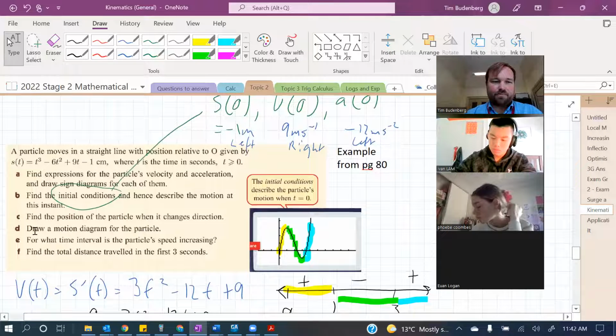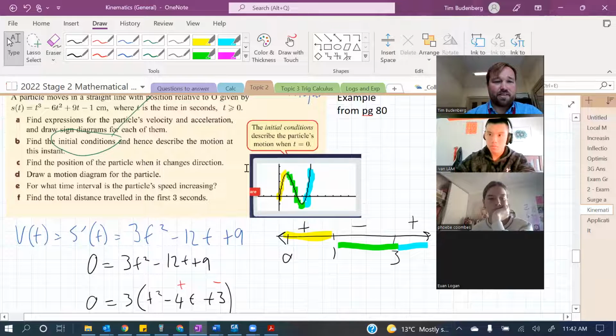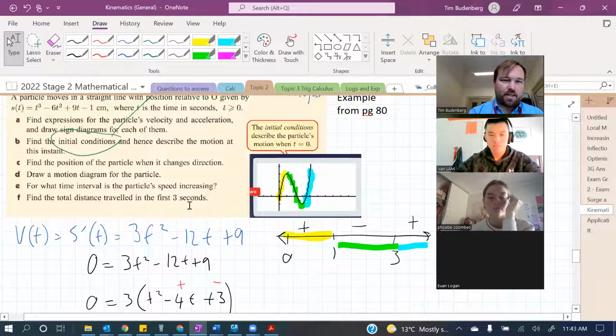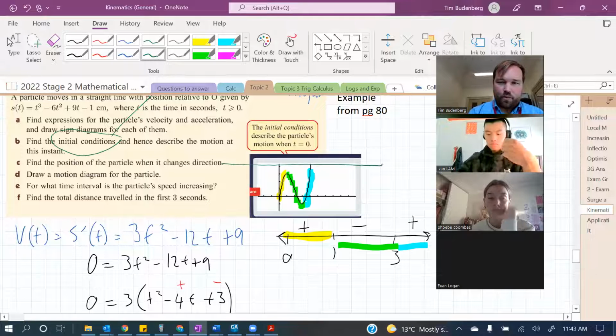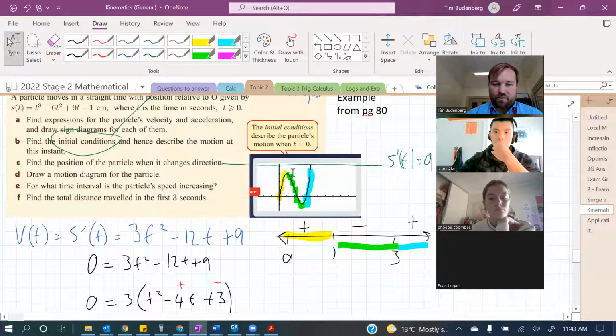All right, I'll jump on to C. Find the position of the particle when it changes direction. Does anyone happen to have a shot at this? I think it's turning point. Yeah, exactly right. So the velocity equals 0, which happens when S dash t equals 0. And on the graph, it happens there and there. So it changes direction at 1 and 3.